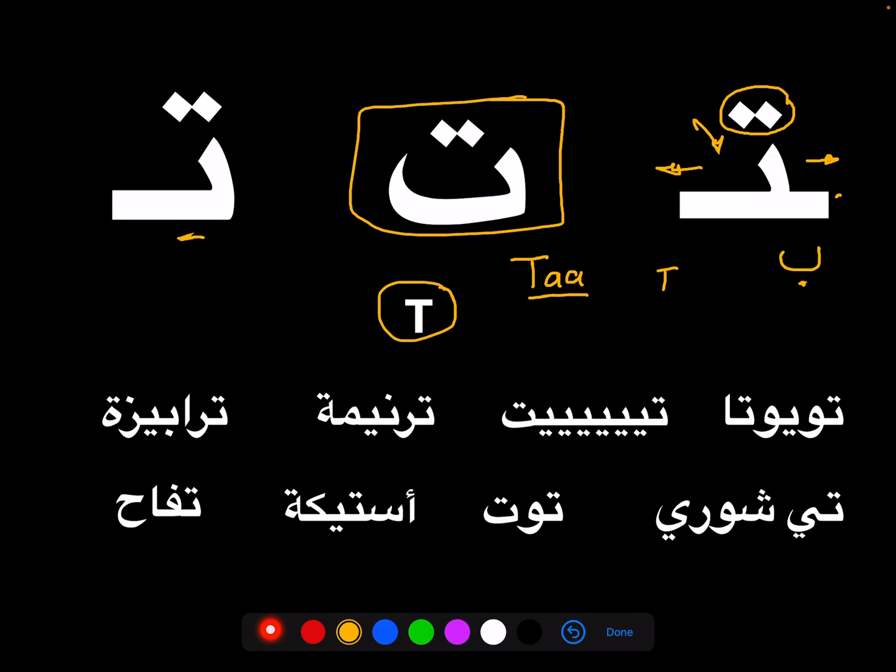The last one here on the left side is when it comes at the beginning of a word, as you will see in these words coming. I'm going to point at these letters and you try to spot the T yourself. It's just like that, and it has two dots on top of it. The first word, as you can see here, is Toyota. So start spotting the T.